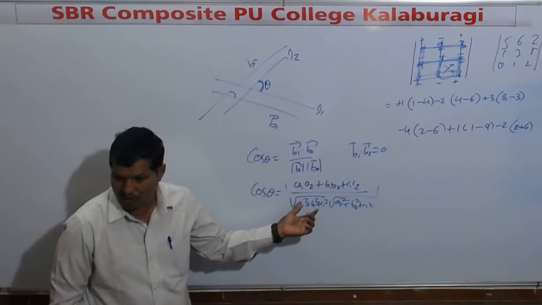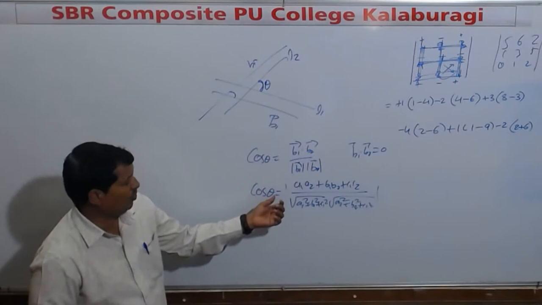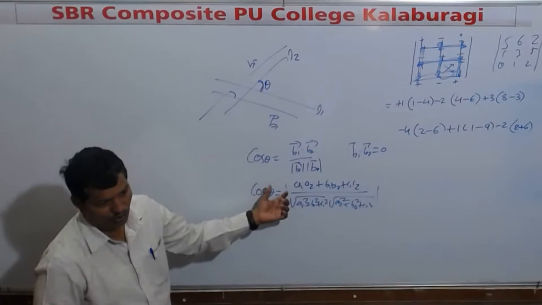And if you know the direction cosines, that will become L1 L2 plus M1 M2 plus N1 N2. Use the formula. I will solve some questions on the angle between two lines also, in the next class.